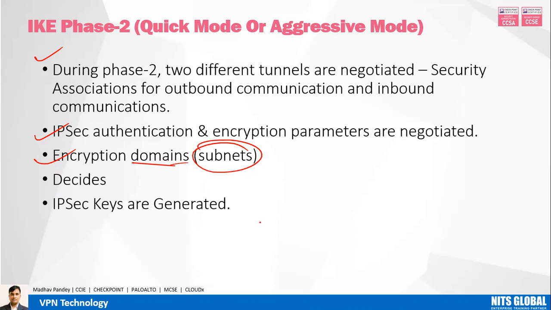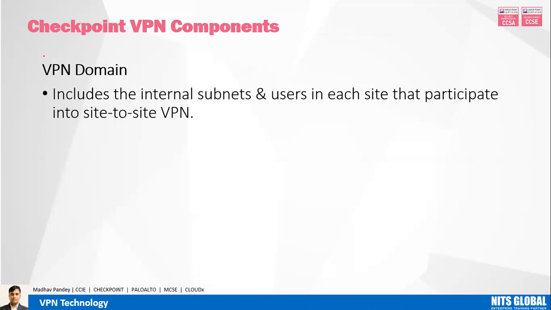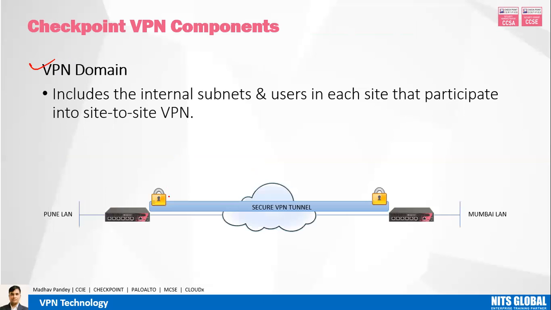Now what are the other components in it? Just like, the very first component is the VPN domain. What is that VPN domain? So VPN domain means it includes the internal subnets and users in each site that participates in site to site VPN. Look at this.